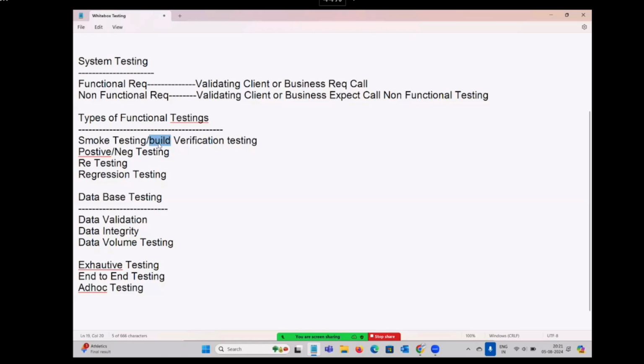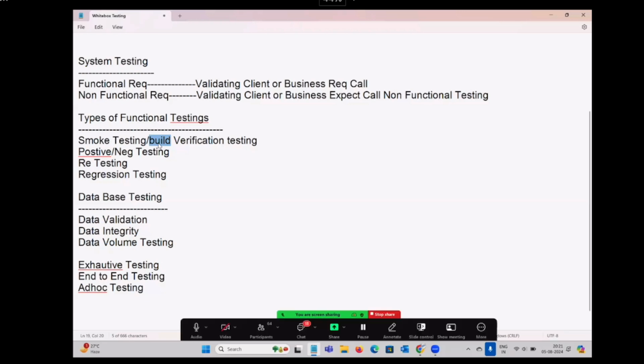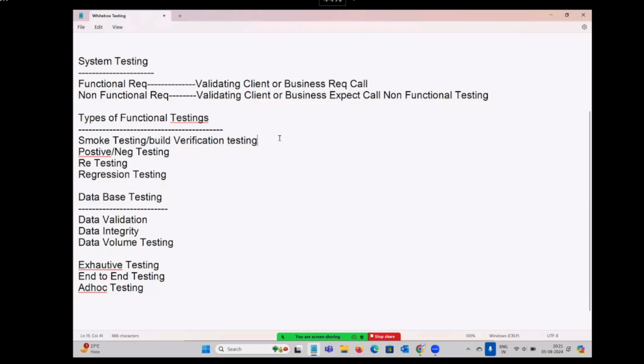Who will release the build? Yes, the developer, for testing. Once the build is released, before continuing further testings, first of all, to confirm whether the build is suitable to continue further testings or not, checking basic functionality is called smoke testing.